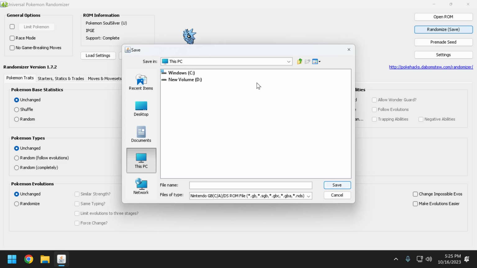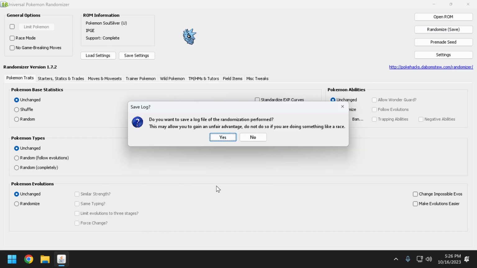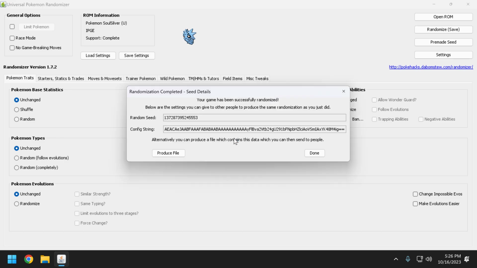So go into wherever you put your ROMs, you can name it whatever you want, and stick it in there. So you come into your ROM folder, you can put it wherever you want, name it whatever you want. You can see I have a few here. I'm just going to call this one test, right? So it's going to save. Now, it's going to ask you, do you want to save a log file of all the randomizations? This is what I was talking about earlier. If you want to see every single thing that got randomized in the game, hit yes. And I'm going to do it here. We'll look at that in a second.